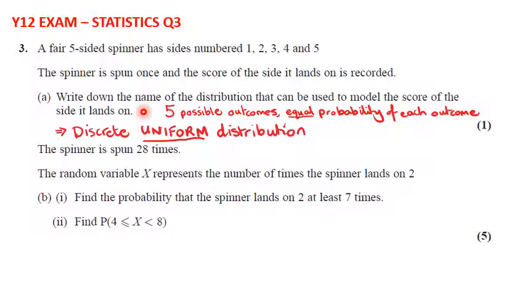Moreover, it is a discrete uniform distribution. It can take the values 1, 2, 3, 4 or 5, and each of those has a 1/5 chance of occurring. The graph of the distribution would look like that.